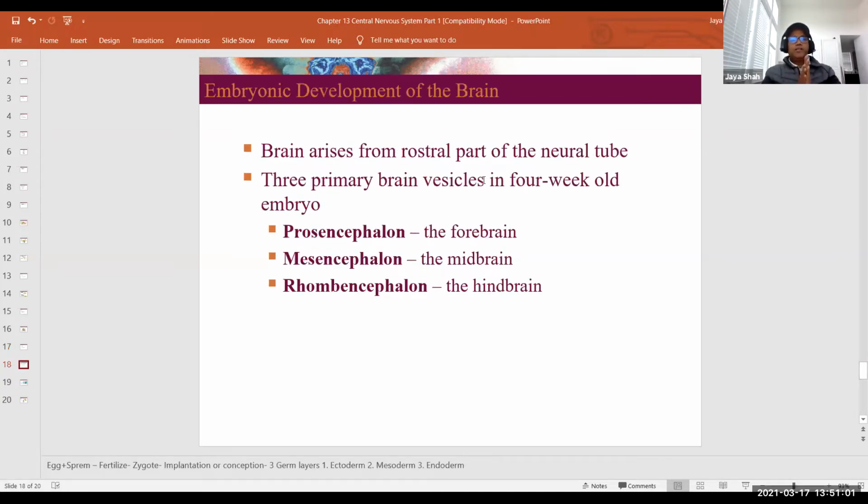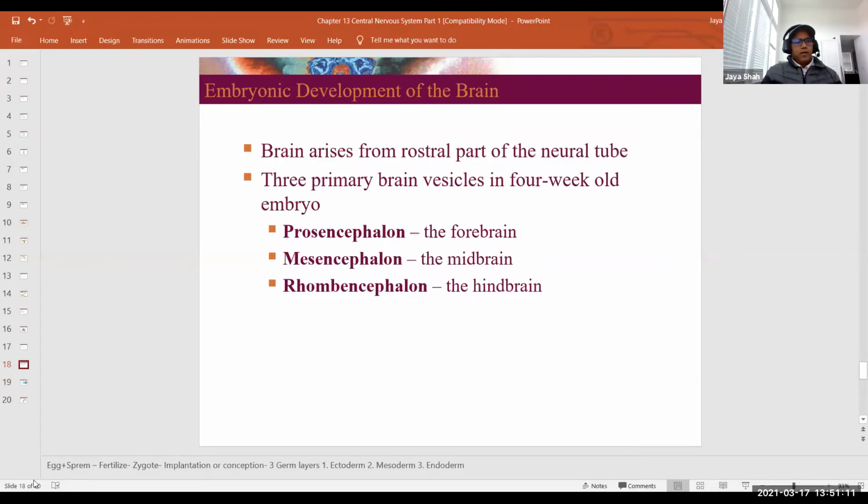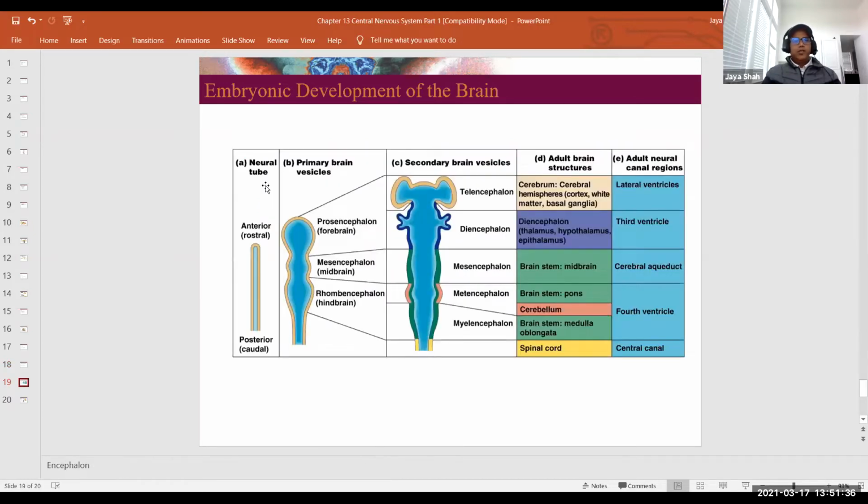Now let's talk about the embryonic development of the brain. The brain develops from a neural tube. So let's see here first. During fertilization, egg and sperm fertilize, and then that becomes a zygote. This zygote then implants on your uterus wall, and then it develops. When it develops, there are three germ layers: ectoderm, mesoderm, and endoderm.